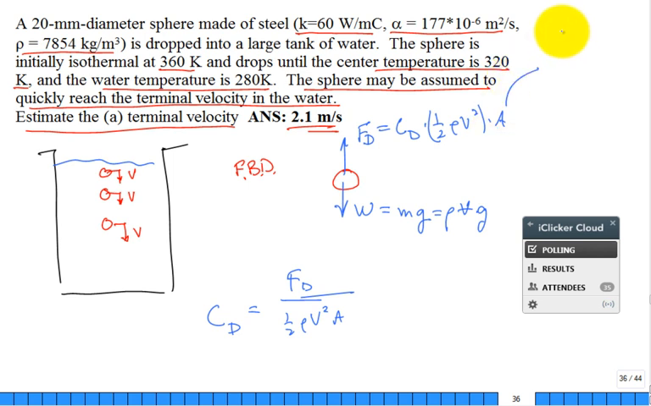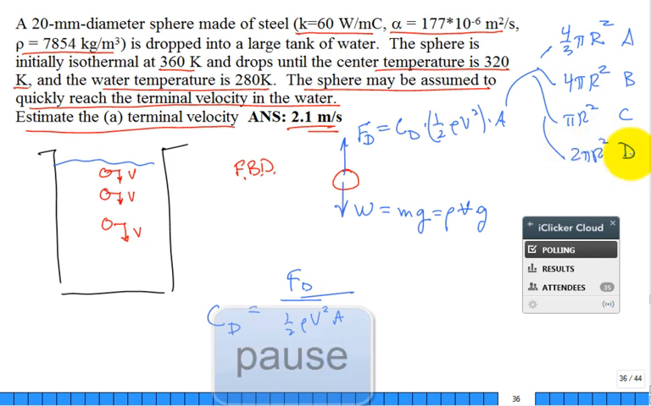Is that 4/3 pi r squared, or is it 4 pi r squared? Answer A or answer B? Or pi r squared? Answer C. Or 2 pi r squared? Answer D.